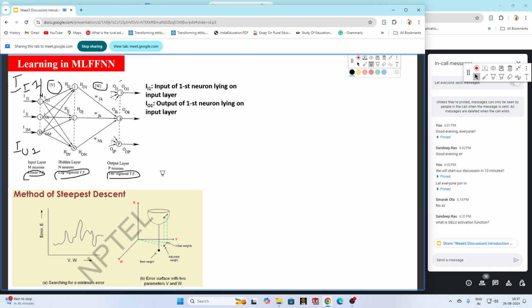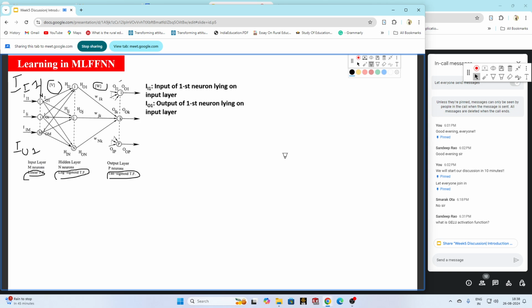Is it clear up to this? Is the nomenclature clear to all of you? Shall I tell again? Clear, right? Okay, nice. Now the thing is how our neural network learns.